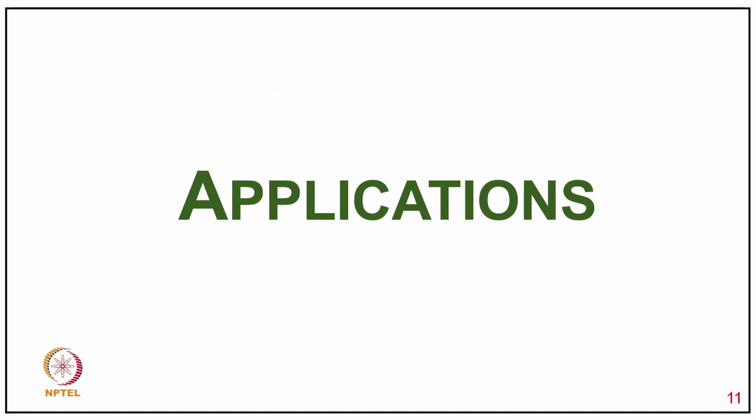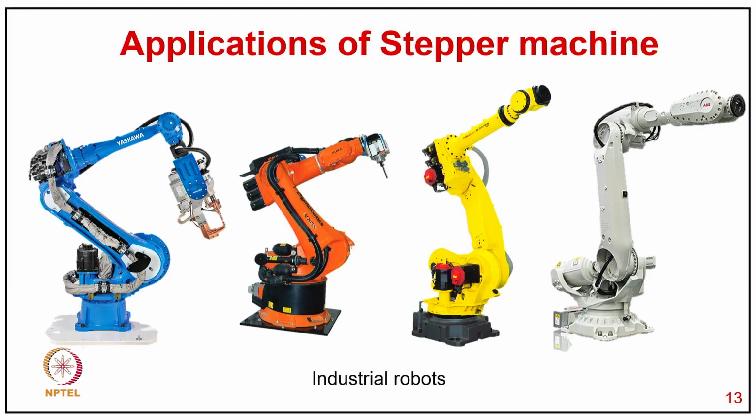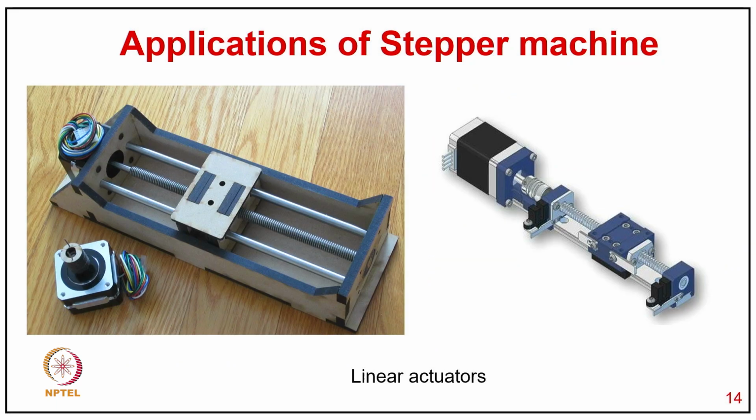Now coming to the applications of stepper motors, you can see different sizes and shapes of stepper motors of different ratings in the photograph, from a very small to a reasonably large size stepper motor which gives a very large torque for many applications. A typical application is industrial robots, in which different degrees of motion are used, and linear actuators. Rotary motion is converted to linear motion with the help of this kind of arrangement for a number of applications.